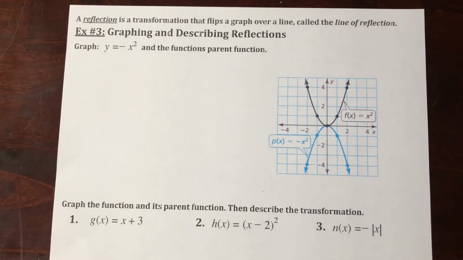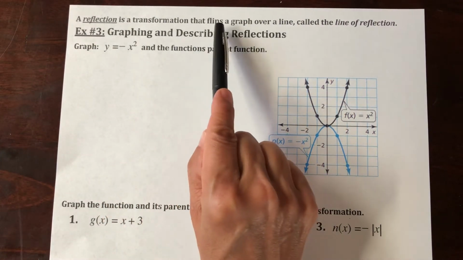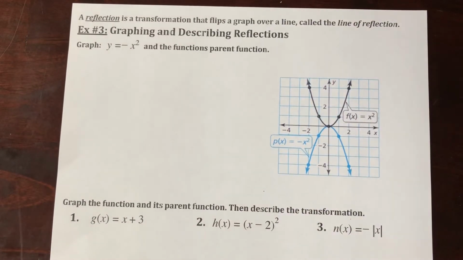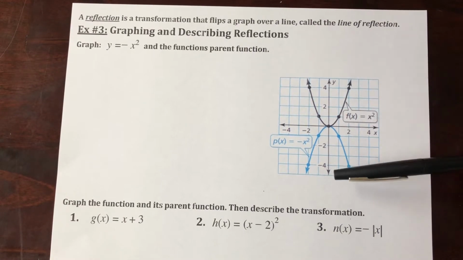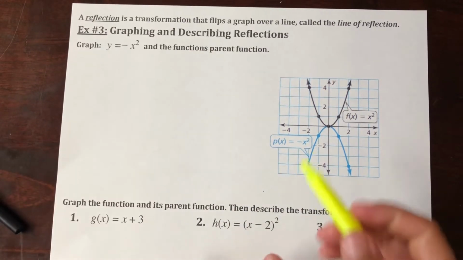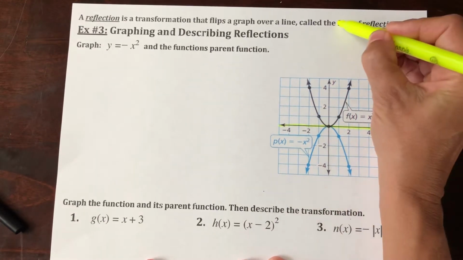Next, we're going to look at a reflection. A reflection is a transformation or a change that flips a graph over a line. That line is called a line of reflection. So we're going to flip our graph. And you can see here our parent function in black has been flipped over the x-axis. So in this case, our x-axis is our line of reflection.